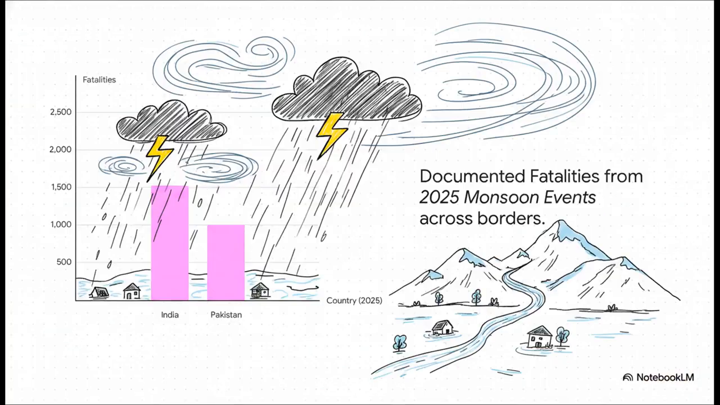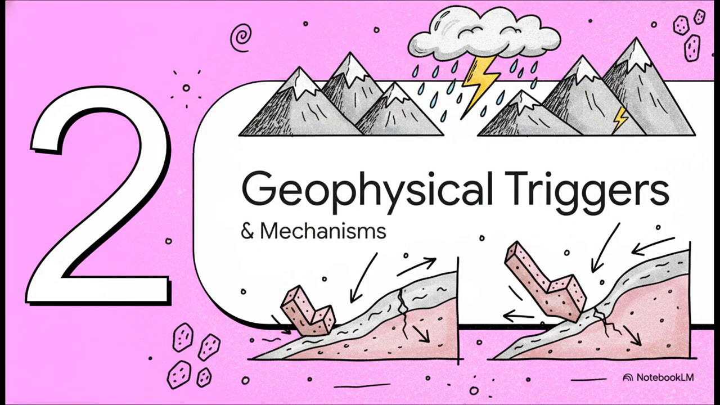By 2025, the transboundary nature of this issue became impossible to ignore. Fatalities in India surpassed 1,500, while Pakistan recorded over 1,000 deaths from related floods and landslides. It's clear this is a regional crisis, not a localized one. Now let's move into the core geomechanics. What are the specific natural triggers and geological conditions that predispose these slopes to failure?